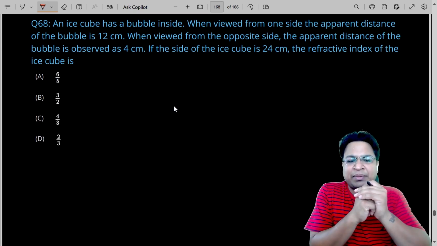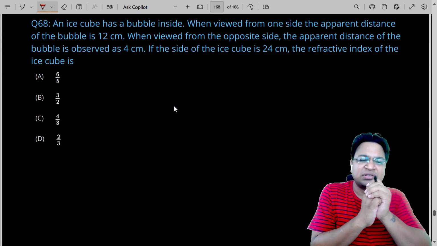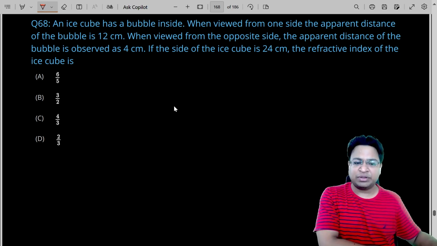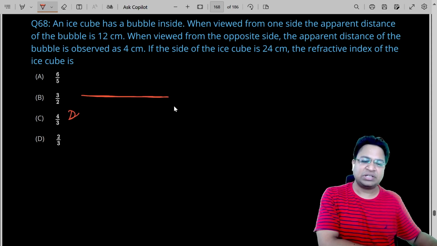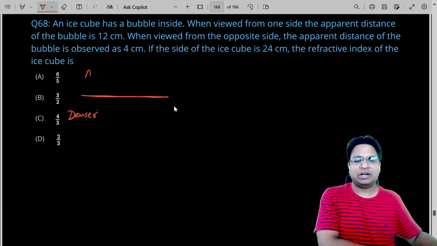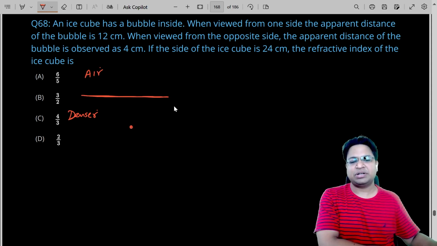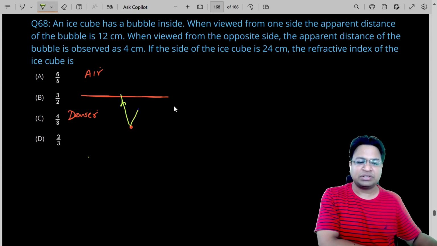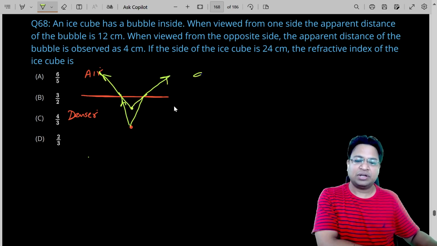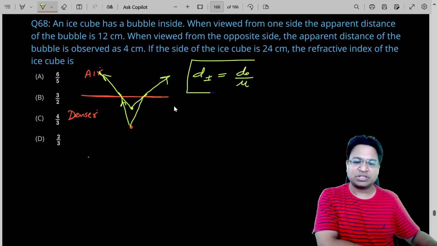Now, an ice cube has a bubble inside. When viewed from one side, the apparent distance of the bubble is 12 centimeter. When viewed from the opposite side, the apparent distance of the bubble is 4 centimeter. The formula that we are going to use in this case: let's say this is a medium interface. Let's say this is a denser medium, like water or ice, and this is a rarer medium, air. If the object is kept in a denser medium and viewed from the rarer medium, the rays coming from the denser medium bend away from the normal after refraction, and therefore the distance from the interface appears to be less. So the distance of the image from the interface is the distance of the object divided by mu. This is the formula we are going to use.